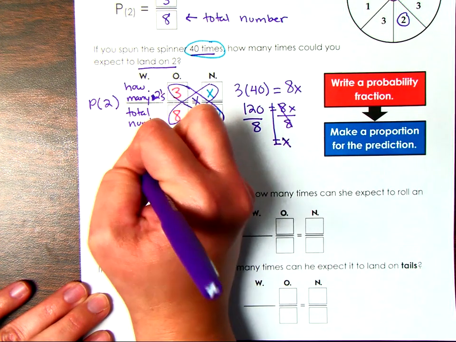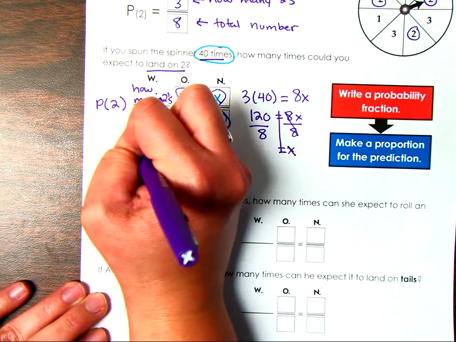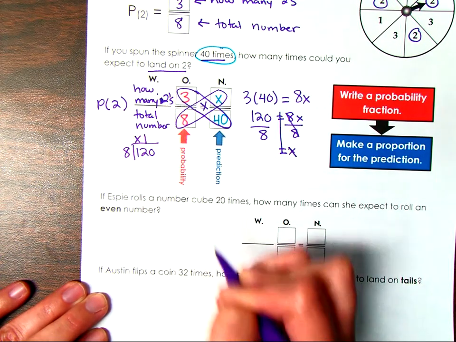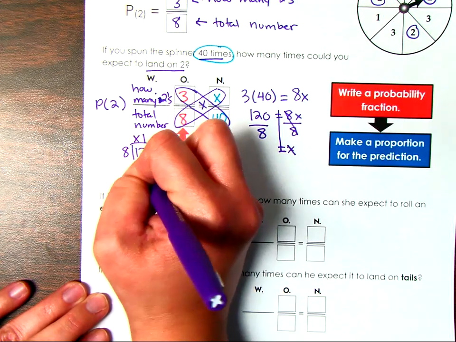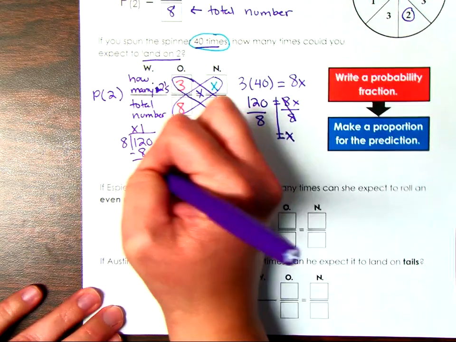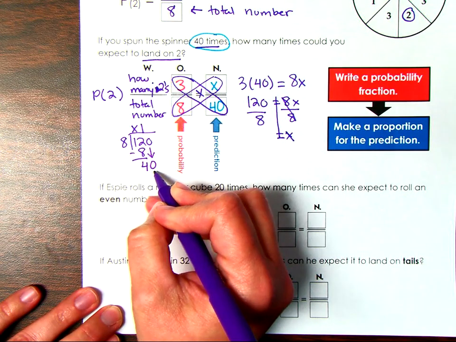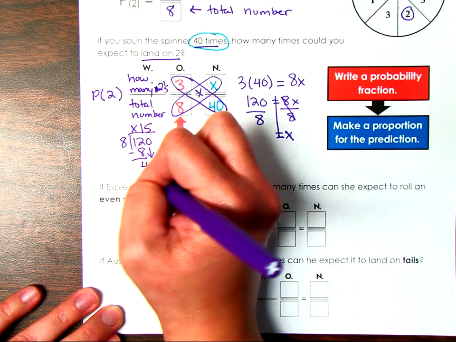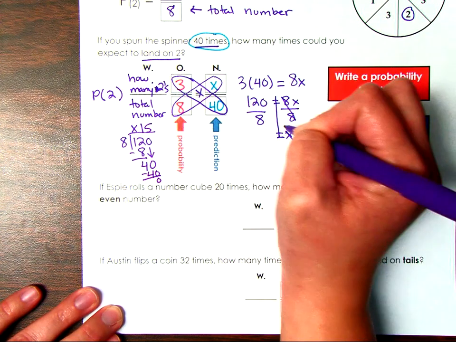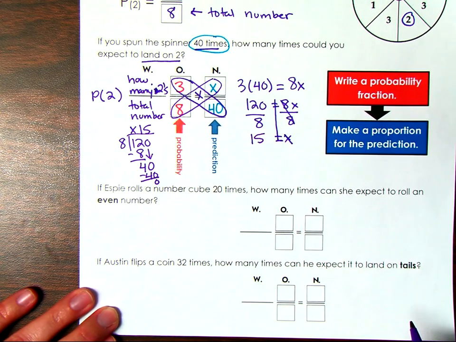Okay, so 120 divided by 8. 8 can't go into 1. 8 goes into 12 one time. 1 times 8 is 8. 8, 9, 10, 11, 12. So 12 minus 8 is 4. Subtract and bring down. Then 8 goes into 40 5 times. So that is the consistent way that you can always solve. So x is equal to 15.